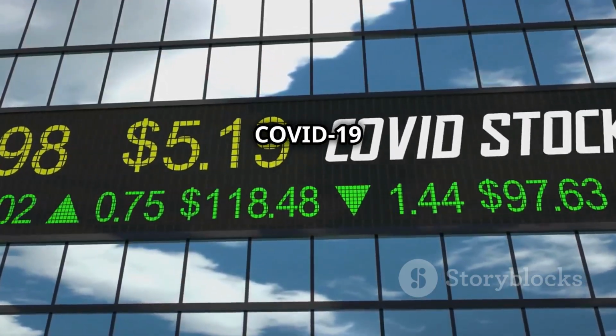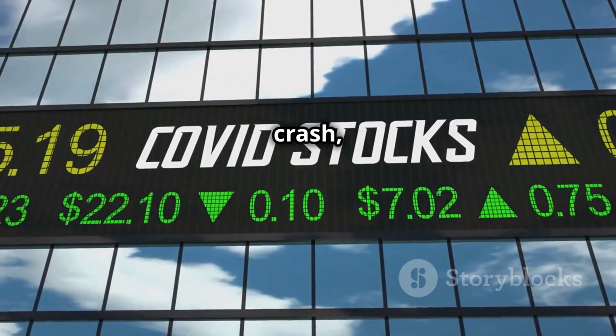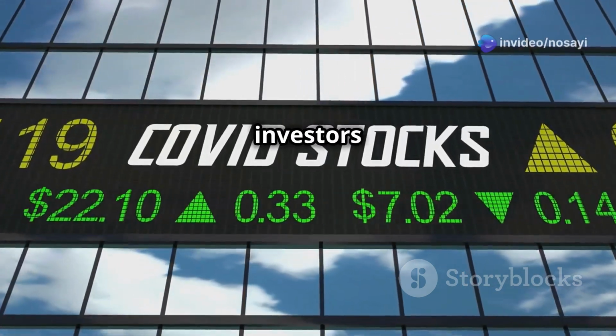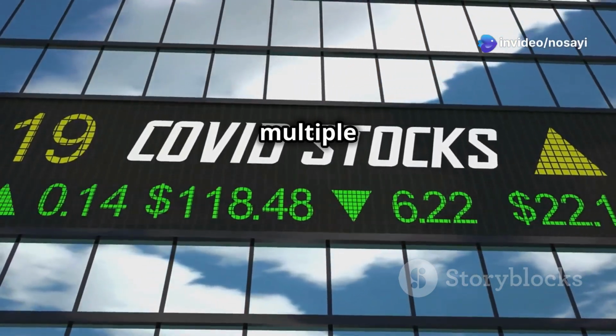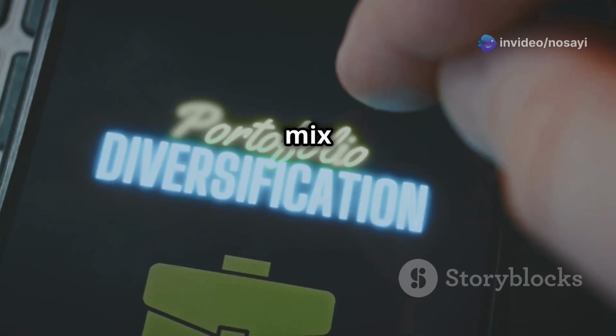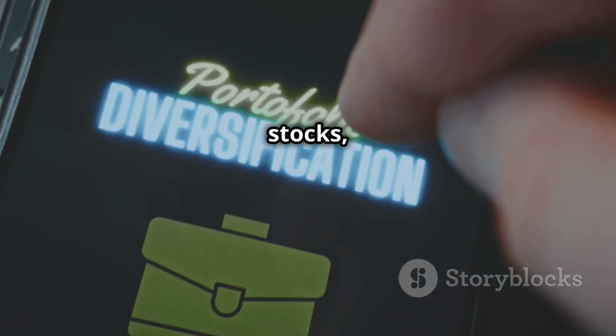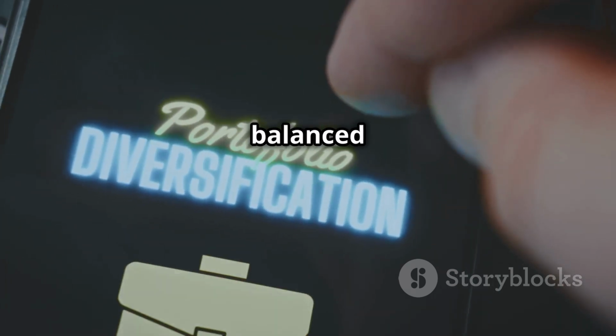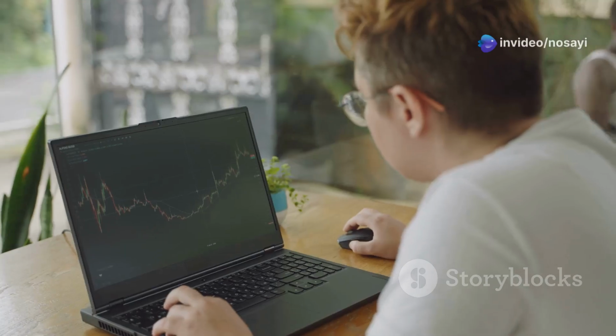Similarly, in the COVID-19 pandemic market crash, technology stocks rebounded faster than other sectors, benefiting investors who had exposure to multiple industries. A well-diversified portfolio typically includes a mix of asset classes such as stocks, bonds, real estate, and alternative investments to achieve balanced risk and return.